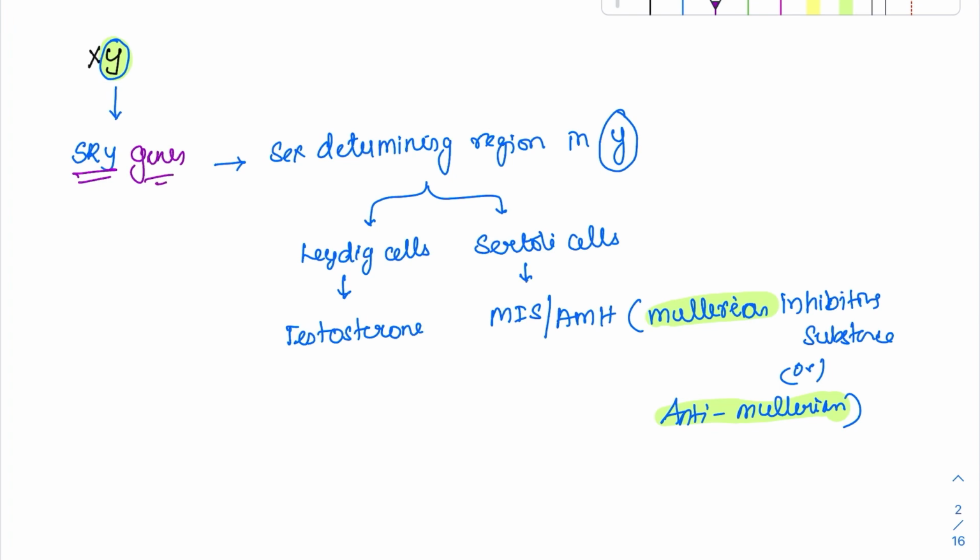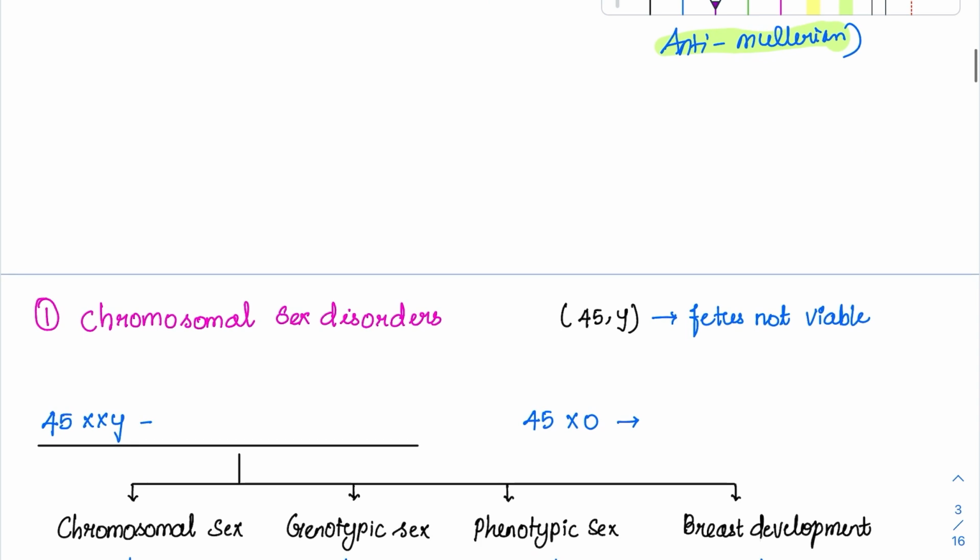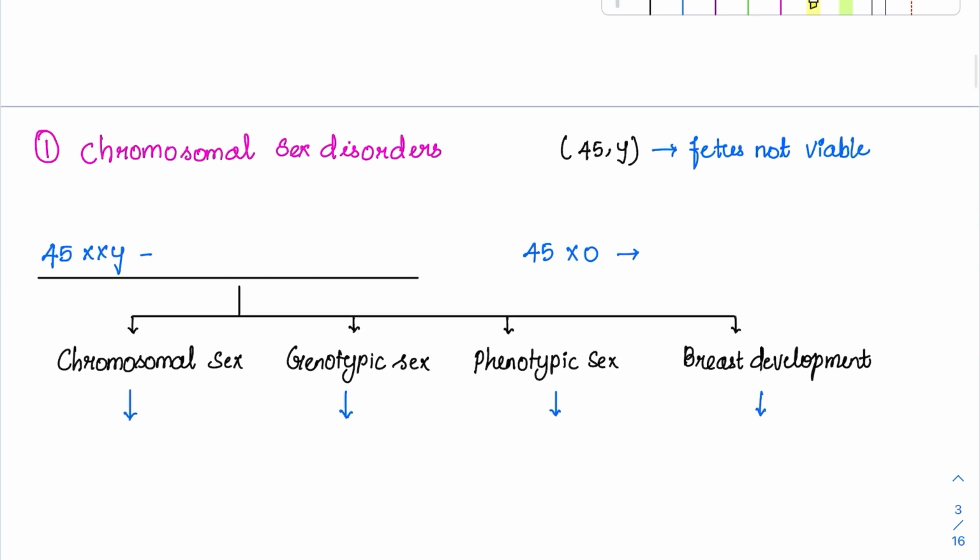Now coming to the disorders. We will be studying the chromosomal sexual disorders first, followed by the genotypic and phenotypic disorders, which will be combined and studied. So first coming to the chromosomal sexual disorders, the most important ones are two things. One is 47XXY. What is this syndrome? All of us know this syndrome is Klinefelter syndrome.